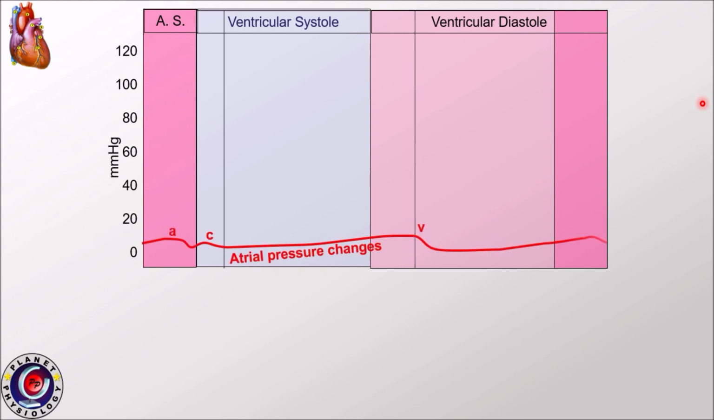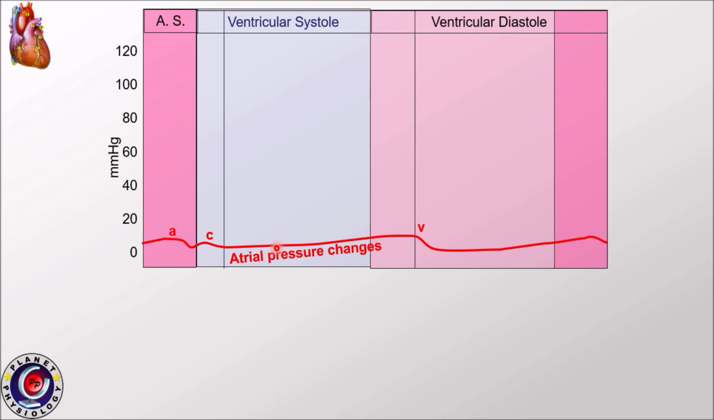Whenever the atria are contracting during atrial systole, there is a rise in the atrial pressure, and this rise is represented by the A wave. There is a decrease in the atrial pressure in the second half of the atrial systole. Because of the tremendous rise in the ventricular pressure during the isometric contraction phase, the AV valves are pushed into the atrial compartment, which increases atrial pressure slightly, and that is called the C wave.